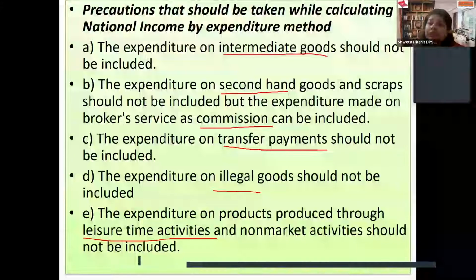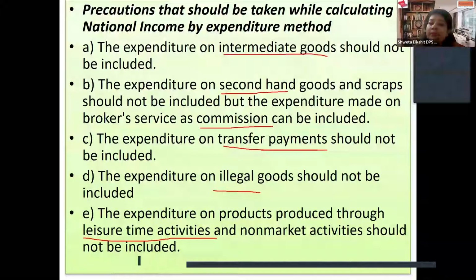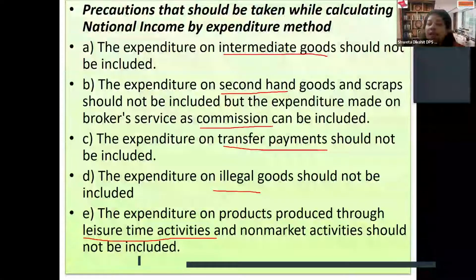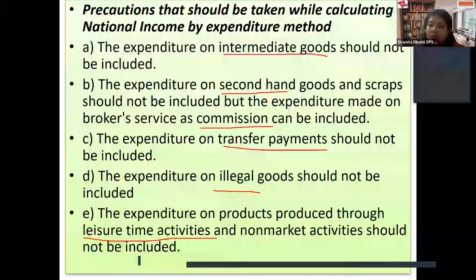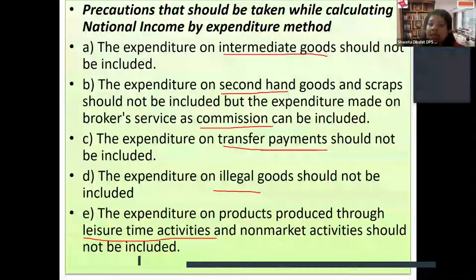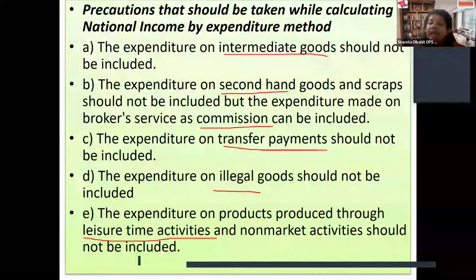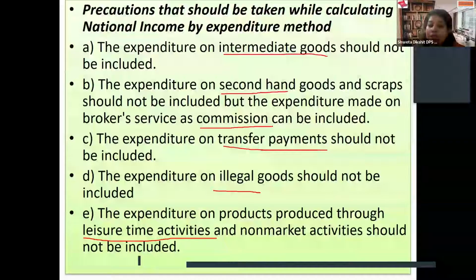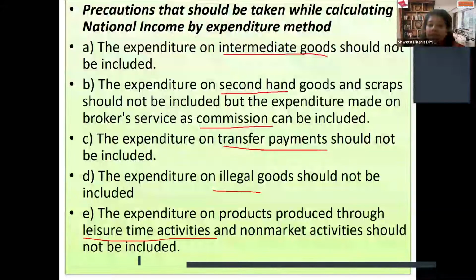Why is this to be included? You give them commission or brokerage because they work hard, because they have helped you, they have provided you the service. And against that service they have provided to you, you definitely tend to make a payment to them because that is their factor income. And factor income is always a part of national income.